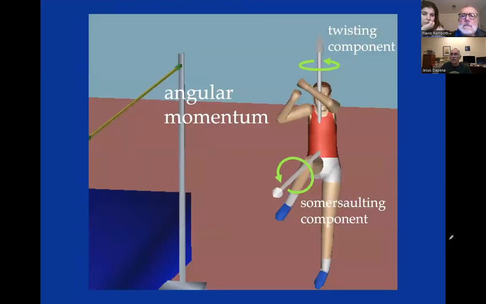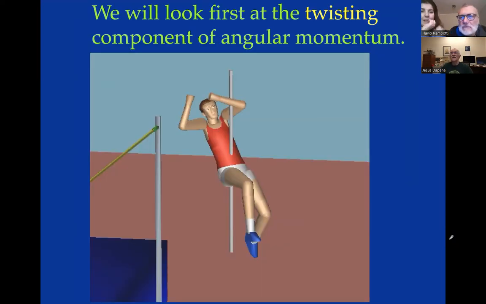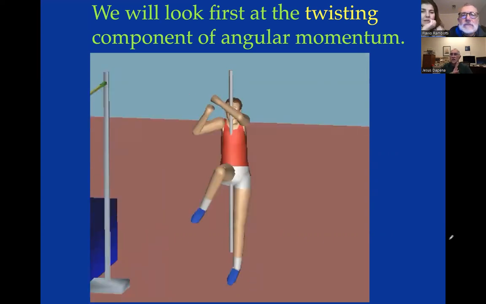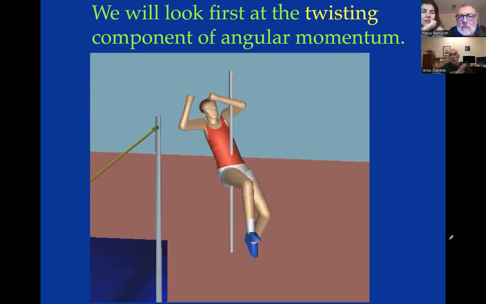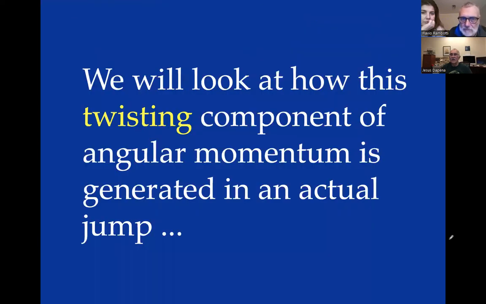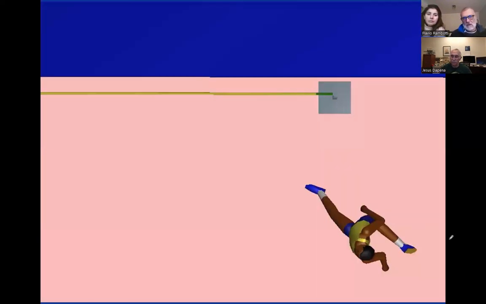So the angular momentum needs to have a twisting component of angular momentum and a somersaulting component of angular momentum. Okay, so we need to generate these two angular momentum components. So first we'll look at the twisting component of angular momentum. The somersaulting component, we will not look at it today. We finish at the end of twisting. Okay, so we look now at how this twisting component of angular momentum is generated in an actual jump.